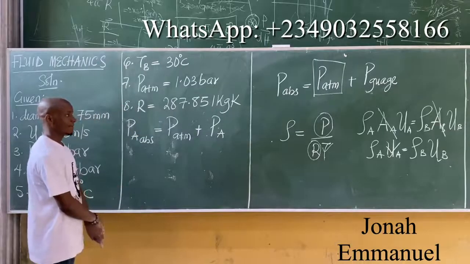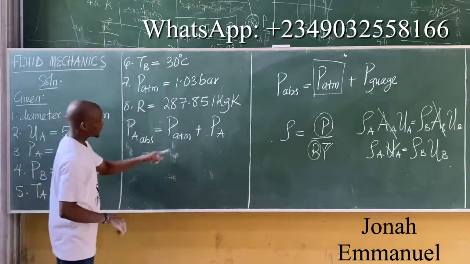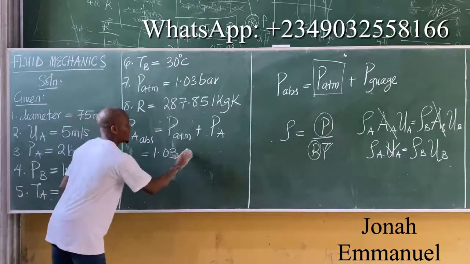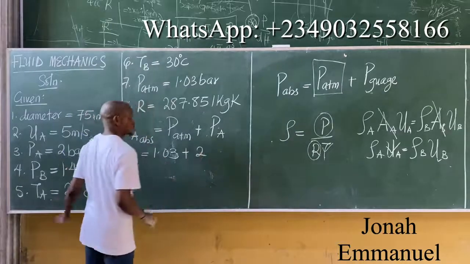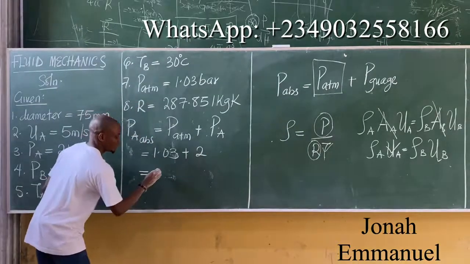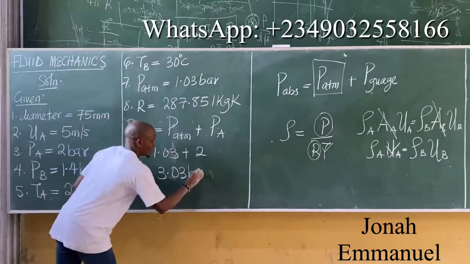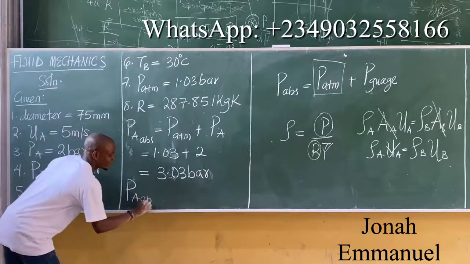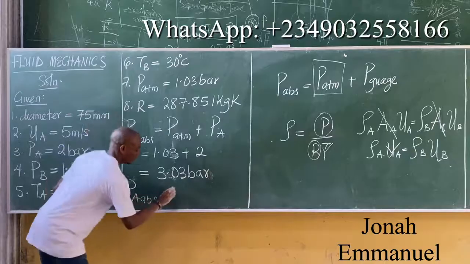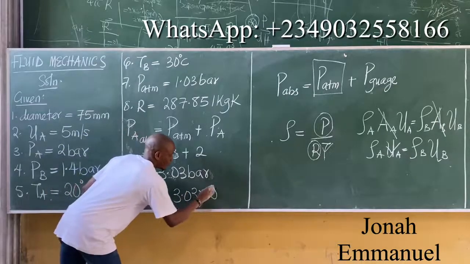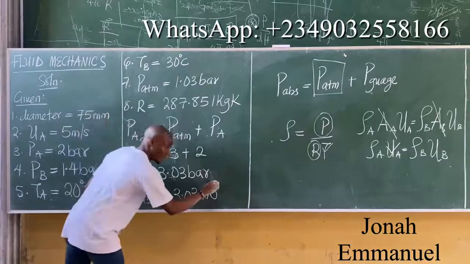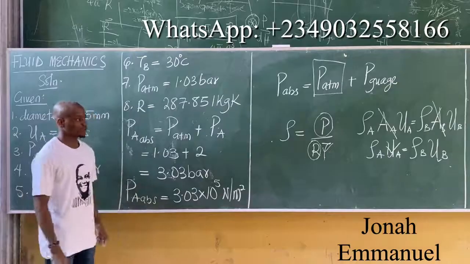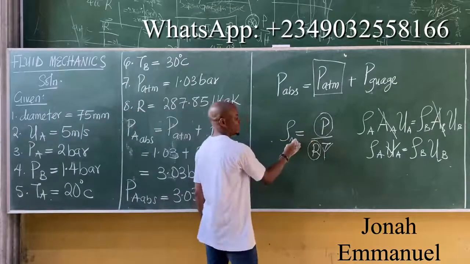So this is now equal to 1.03 bar plus PA, which is 2 bar. If I add this up, it gives you 3.03 bar. Do your conversion. It means that PA in its absolute form is 3.03 times 10 to the power 5 Newton per meter squared. Alright, so I've gotten PA absolute. So this one is now checked, and I can now get the density at A.